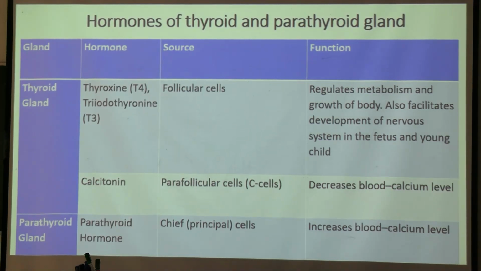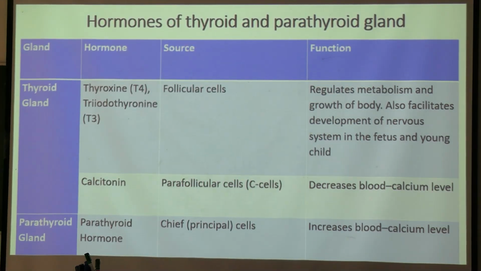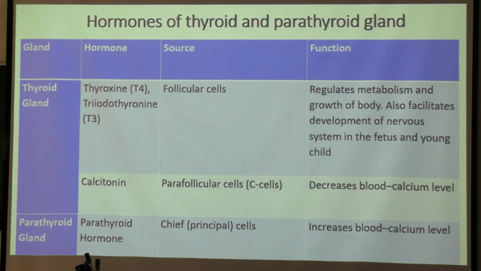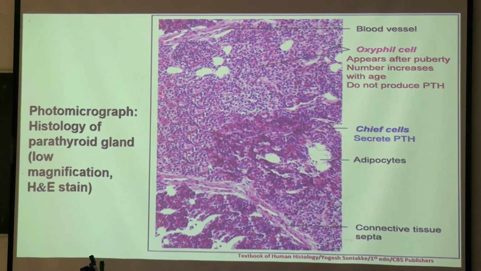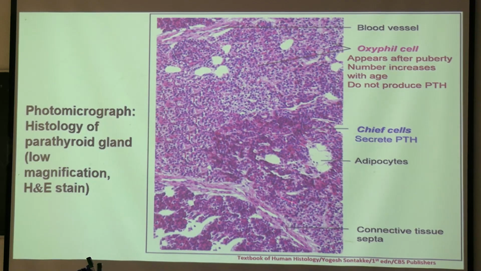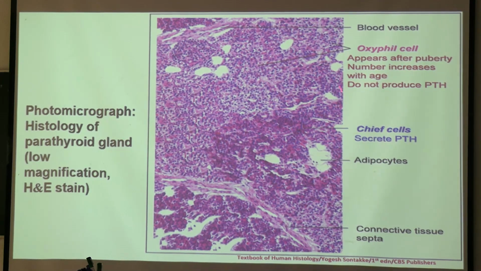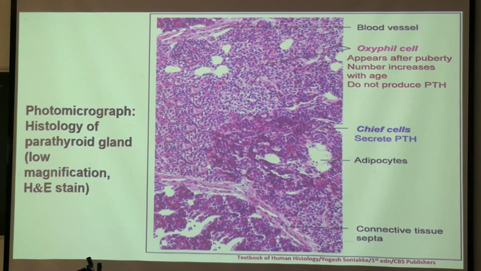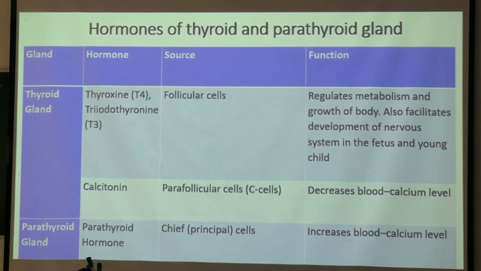Two glands we have discussed, thyroid gland and parathyroid gland. Thyroid gland secretes thyroxine T4 and triiodothyronine T3. In the parathyroid, this light pinkish area is the oxyphil cells, and this part is the chief cells, and some adipocytes you can also see, and sections of blood vessels are also present within the septa and also in between the cells.